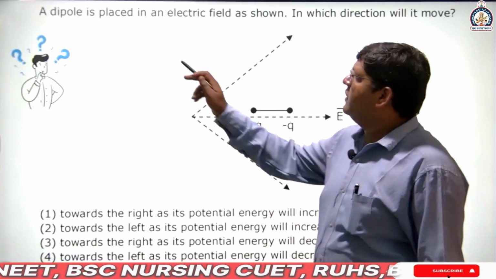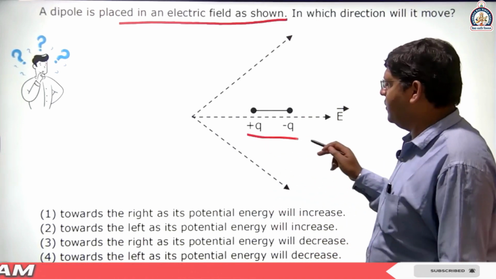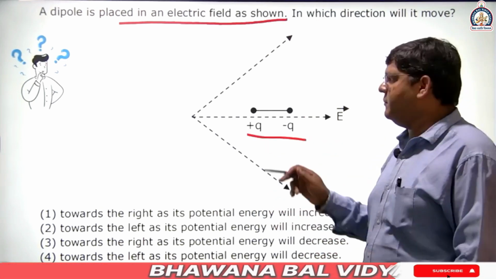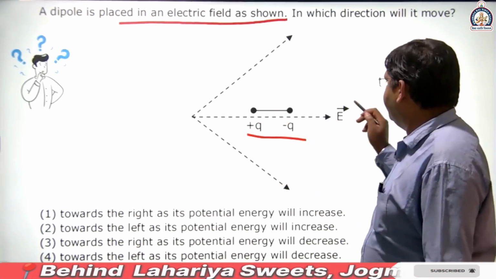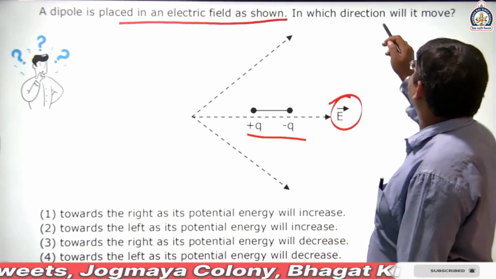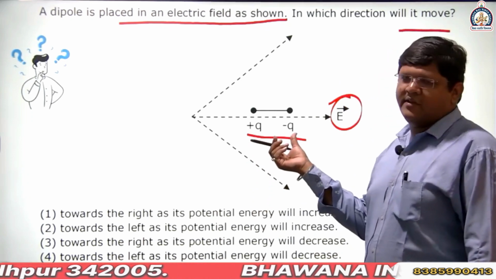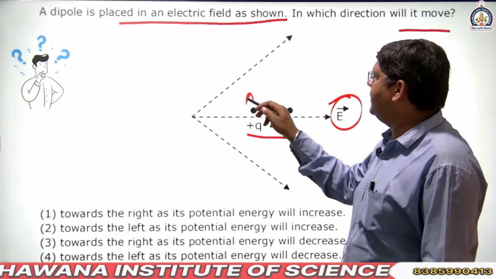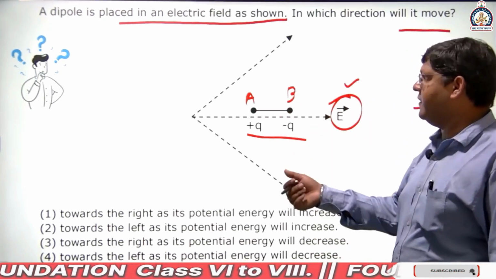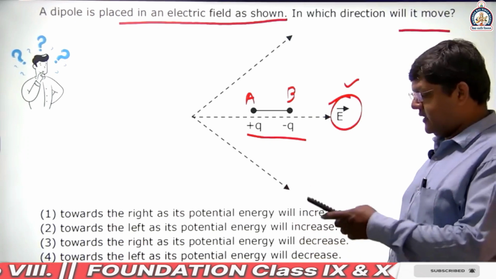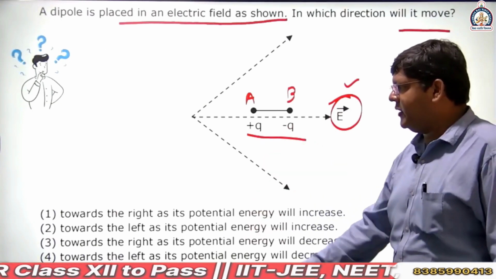The question says, a dipole is placed in an electric field as shown in the figure. We are provided with a dipole. Dipole means two charges having the same magnitude and opposite polarity, plus and minus. It is placed in an electric field. In which direction will it move? We can name the charges A and B. It is placed in electric field E. So, due to the influence of the electric field, it will move. So, we have to predict the direction. We are provided with 4 options.